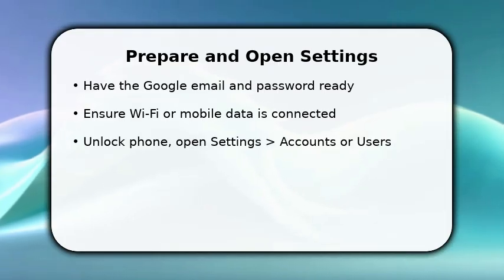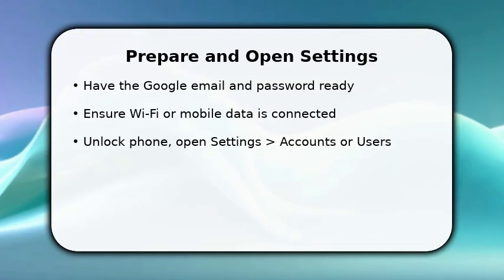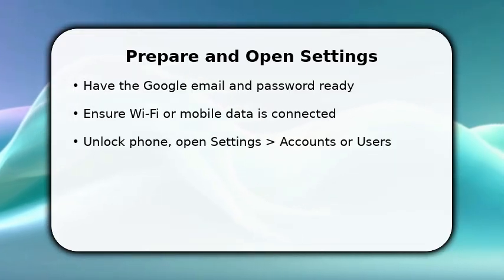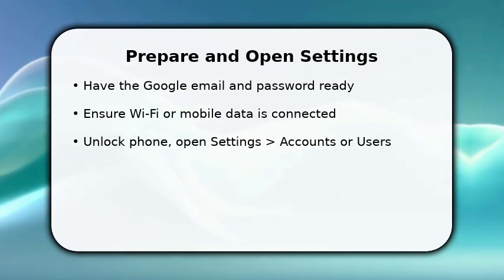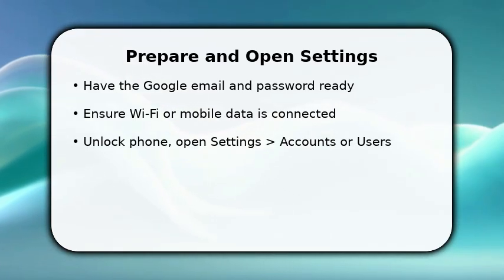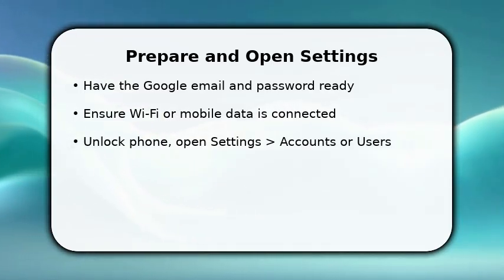You start by confirming prerequisites. You have the Google email and password, and the phone is online. Now unlock the device and open settings. Depending on the phone, tap accounts, users, or passwords. If you see a prompt for add account, tap it. Once done, choose Google from the list of account types.